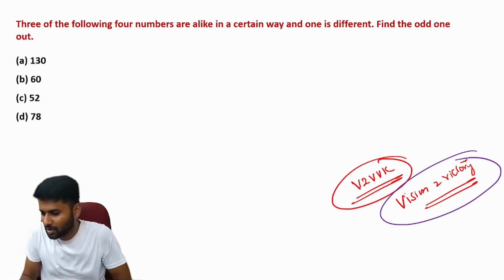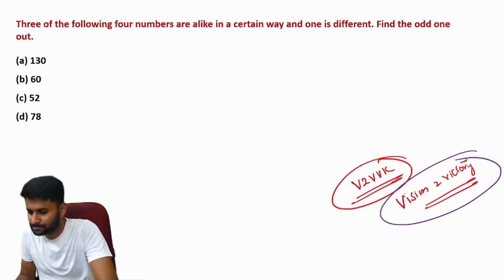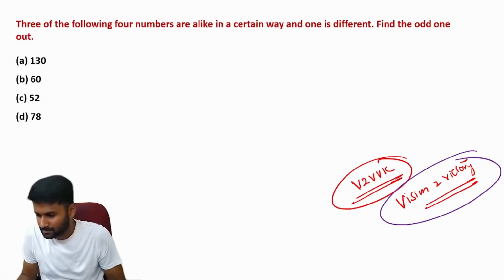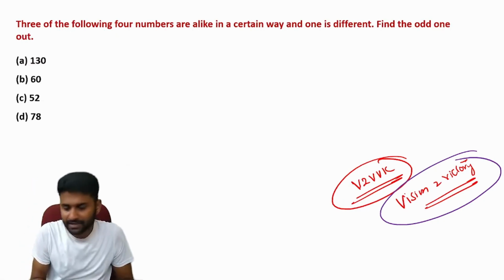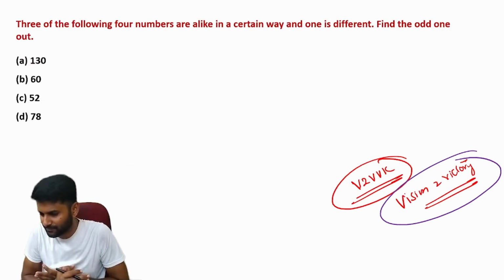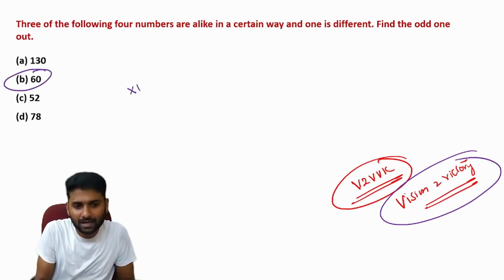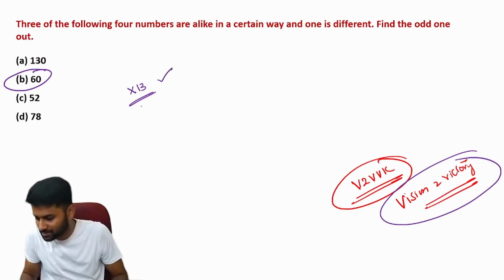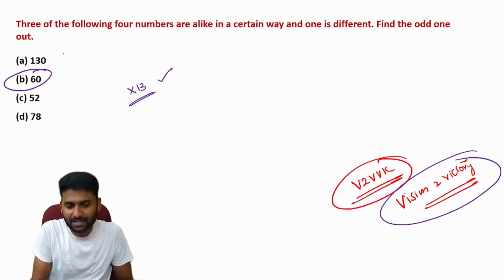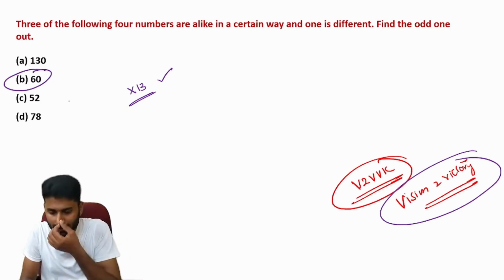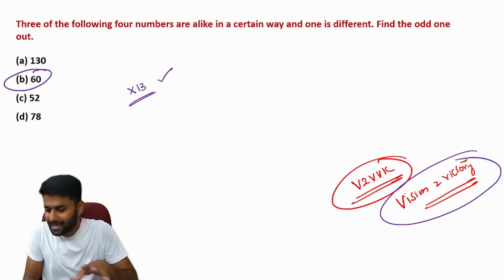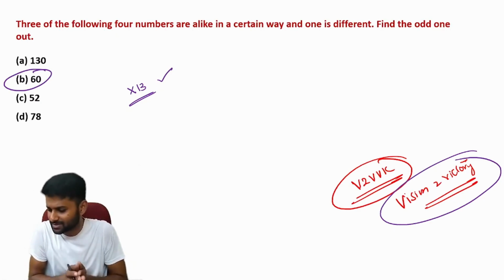So which one is completely different? Odd one out. Why is it 60? Look at the reason why 60 is the odd one out. Razi also said 60. Reason? Except 60, the remaining three numbers are multiples of 13. Except 16, 130, 52, 78, all those numbers you will get in the 13 table. That's why, except 60, all the remaining numbers you can see in the 13 multiples.